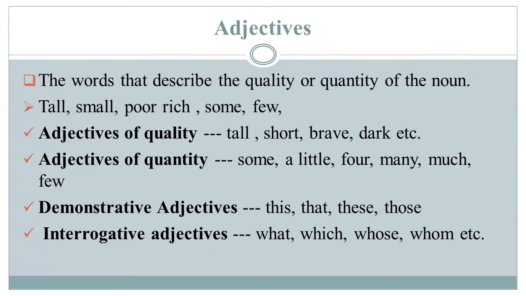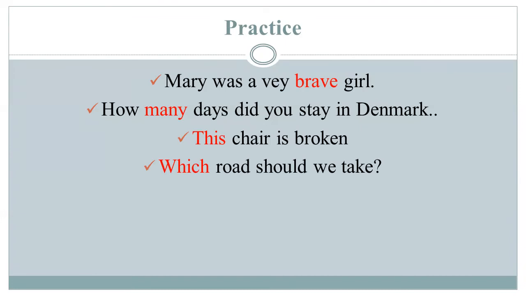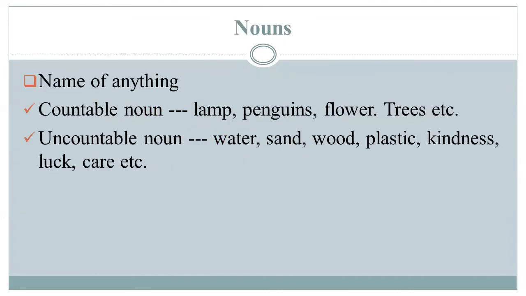Lesson number 3 is nouns. Noun is name of anything and there are two types of noun, countable noun and uncountable noun. Countable nouns are the nouns that we can count. Name of things, things that are countable. Lamp, it is the name of a thing that we can count. Penguins, name of a bird which we can count. Flower, name of a thing that we can count. Trees, etc. We can count all these things. So their name is countable noun.